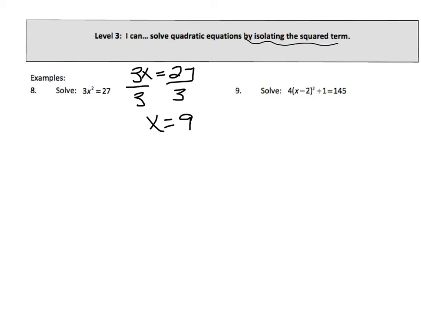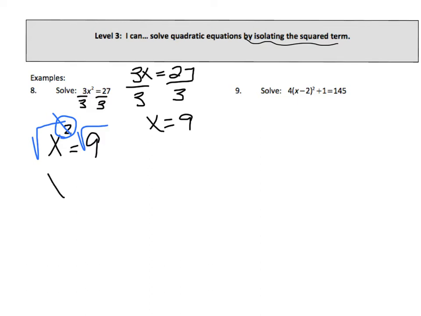So in example 8, I have 3x squared equals 27. Just like in the example problem I just did, I'm going to divide both sides by 3. So I'm isolating the x squared term, getting that by itself, and I get x squared equals 9. Now the added step is to get rid of this squared. So I think, how do I get rid of a square? Well, I want to square root it. Remember when we squared a square root, it undid it? Well, when we square root a square, that also undoes it.